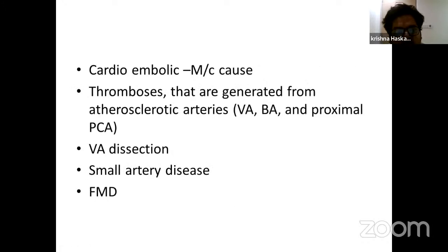The most common cause, we all know, is cardioembolic, and thrombi are generated either from atherosclerotic arteries, the vertebral artery, basilar artery, or proximal PCA. It can be seen in dissections, small artery disease, and other causes such as fibromuscular dysplasias.